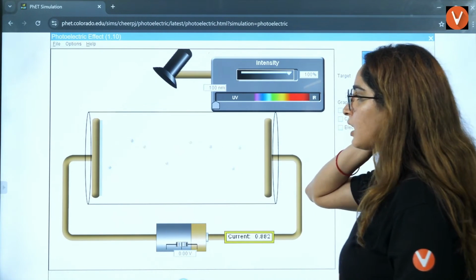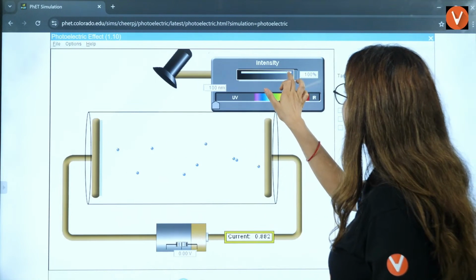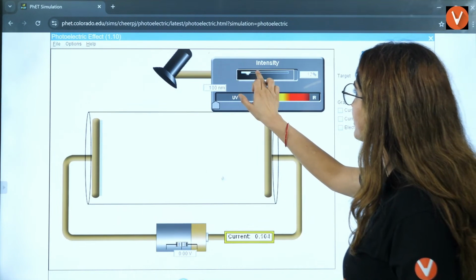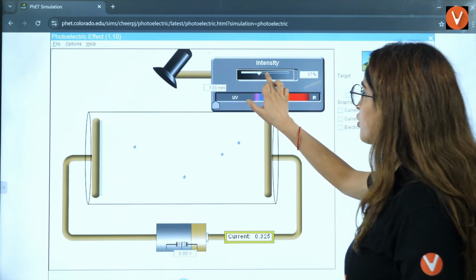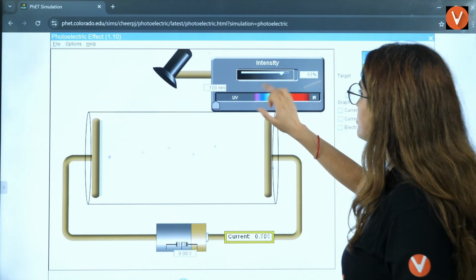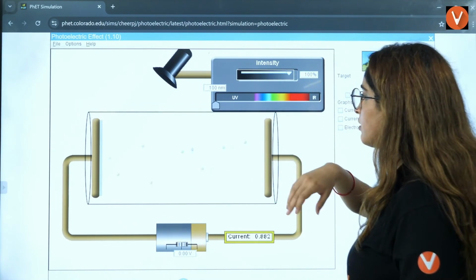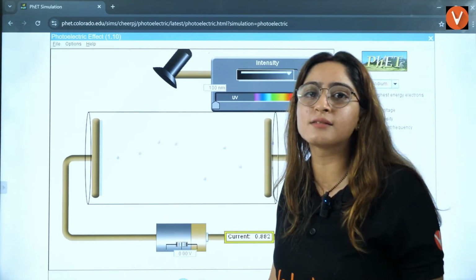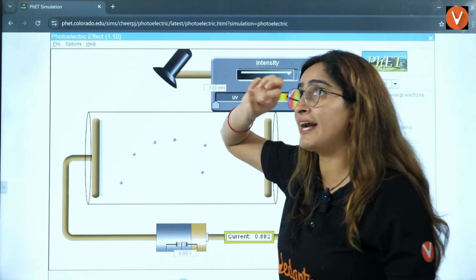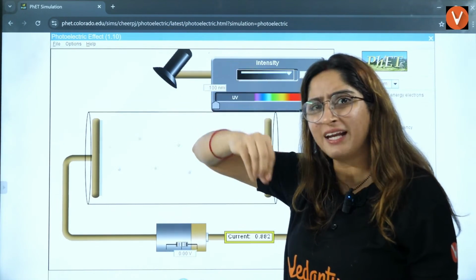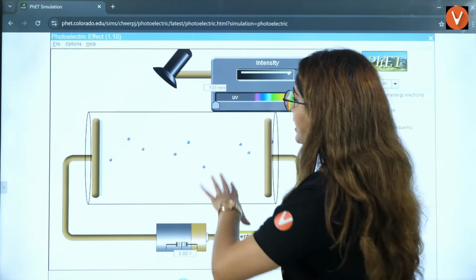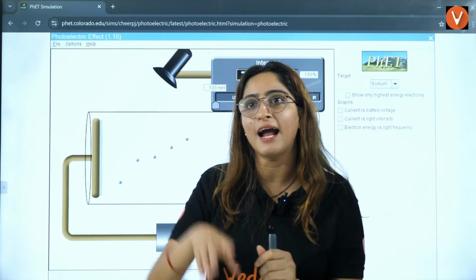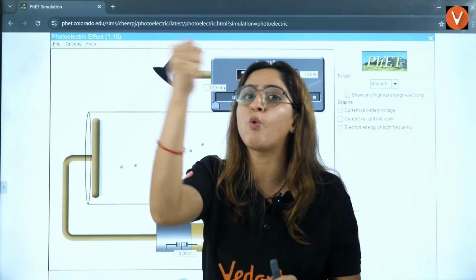Now, I want to change the intensity. Let's keep the intensity 7: only 1, 2 electrons, 3, 4 electrons, more electrons, more electrons. Can you see, as the intensity of this light is increasing, whether it is very bright or very dim, the number of photons is increasing. That means one photon is going to take out one electron.